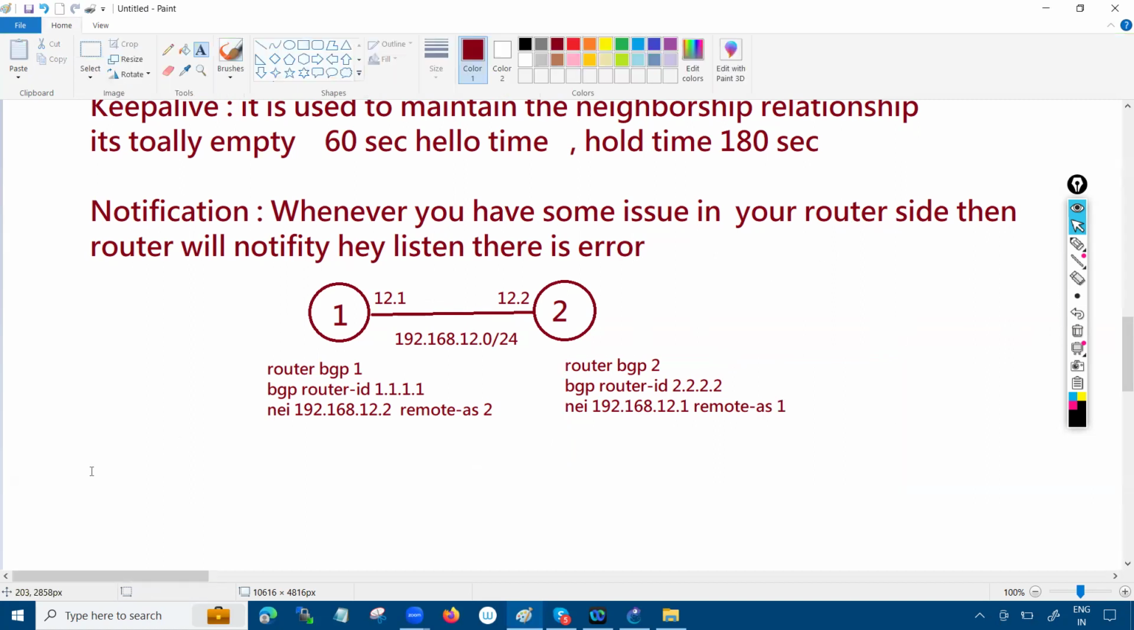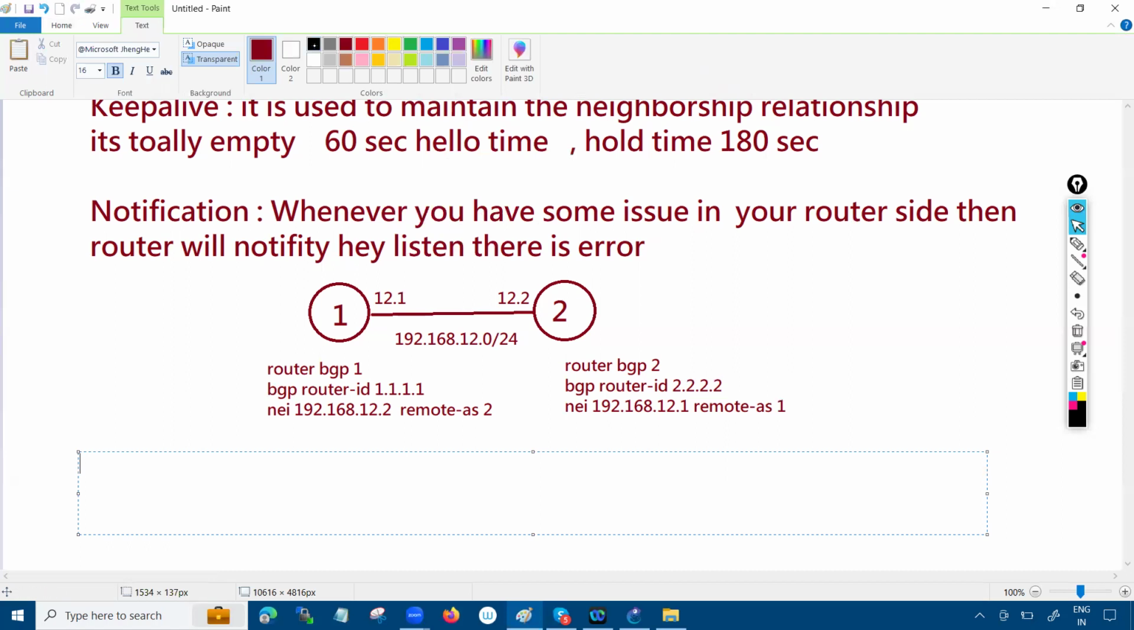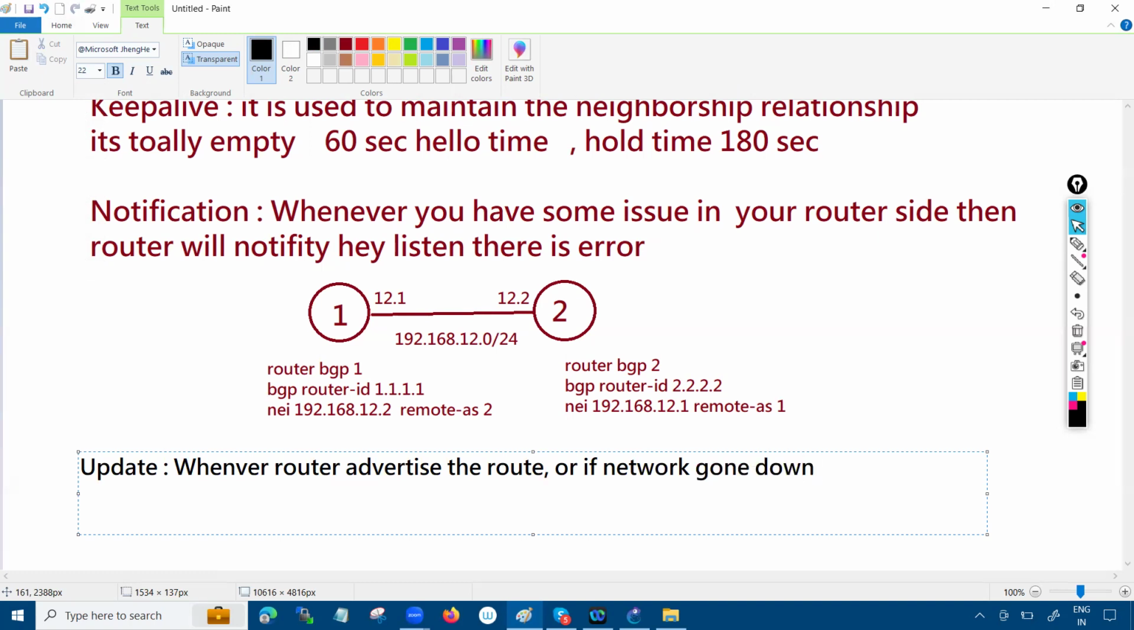The next and last, that's an easy packet that everyone loves, the update packet. Update packet is simply generated whenever a router advertises a route, or if any network goes down, then the router generates an update packet. So either you lose the network or you advertise it.